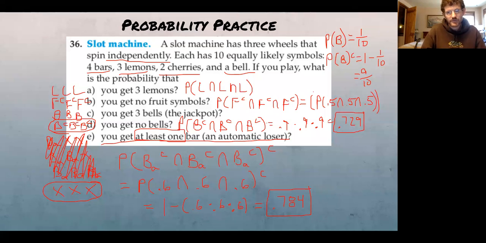Okay, there it is. Almost an 80% chance of getting at least one bar. And just to repeat myself, it doesn't matter if we get 1, 2, or 3, where that bar shows up, where 2 of the bars show up, it doesn't matter. There's a 78% chance that we're going to get at least one somewhere.